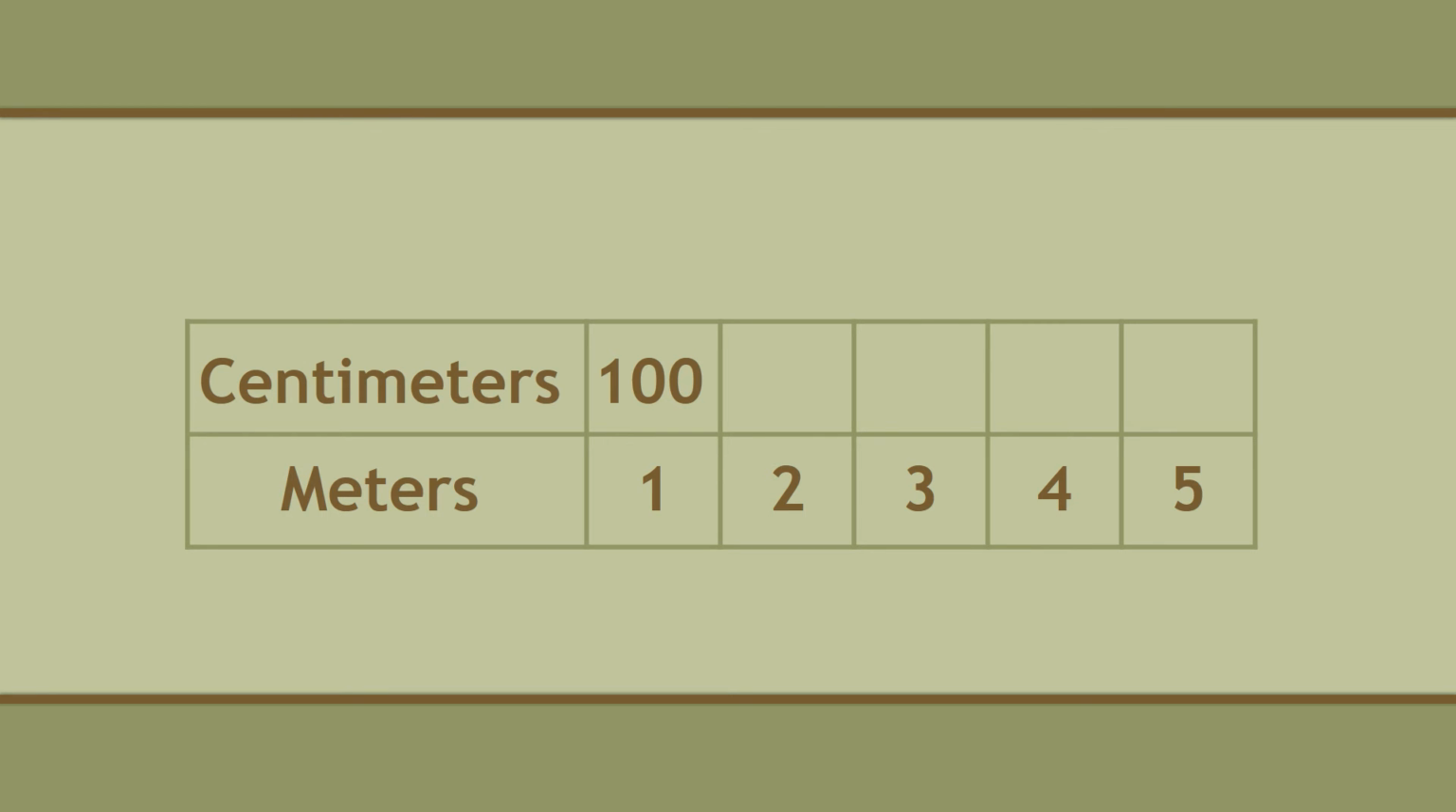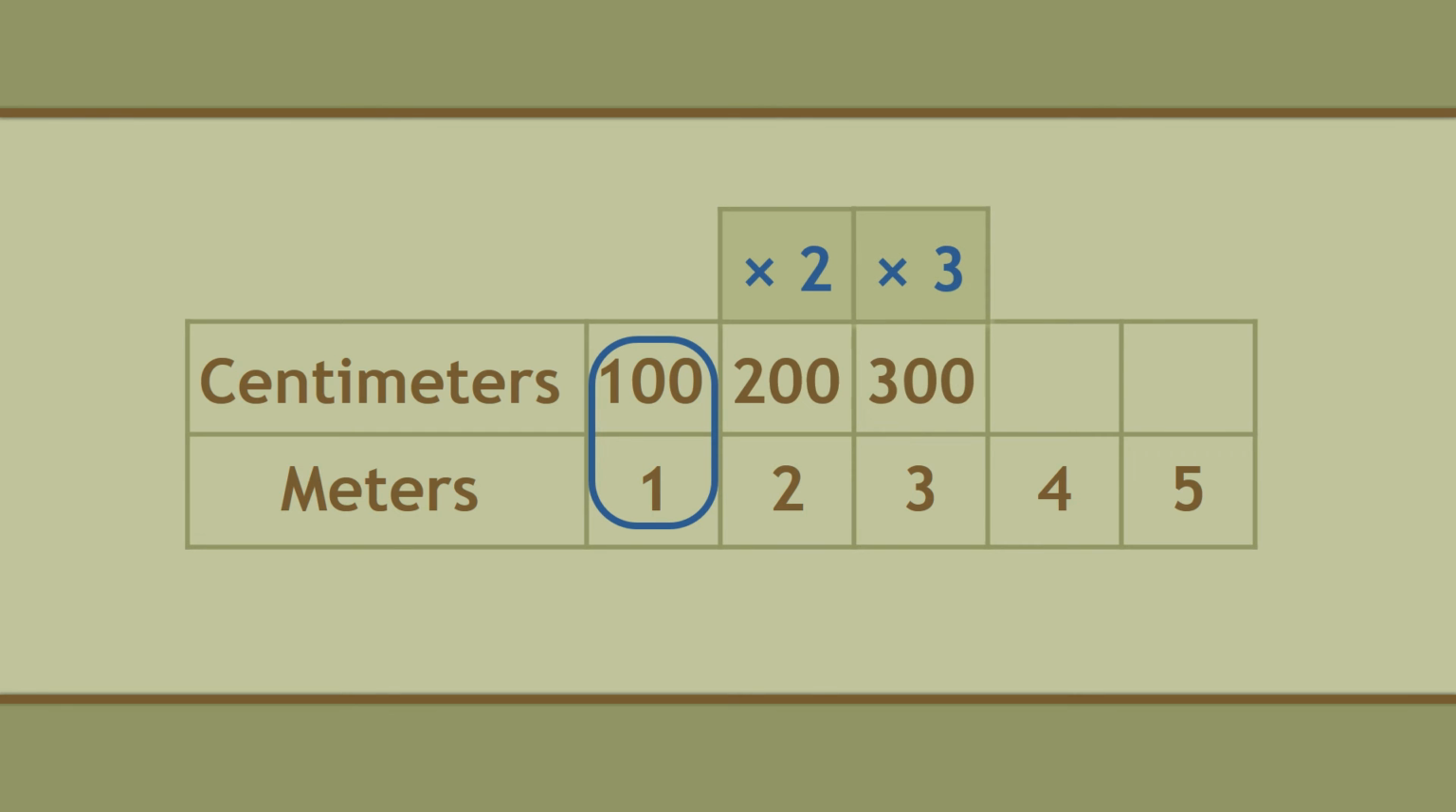Okay, let's take a look at what you guys did. So your second column, let's just review. First of all, your unit rate is 100 to 1. So your second column, you should have multiplied by 2 and gotten 200 centimeters to 2 meters. Third column, you should have multiplied by 3. Next one, you should have multiplied by 4. And then the final one, you should have multiplied by 5. So your ratio table should look like this.